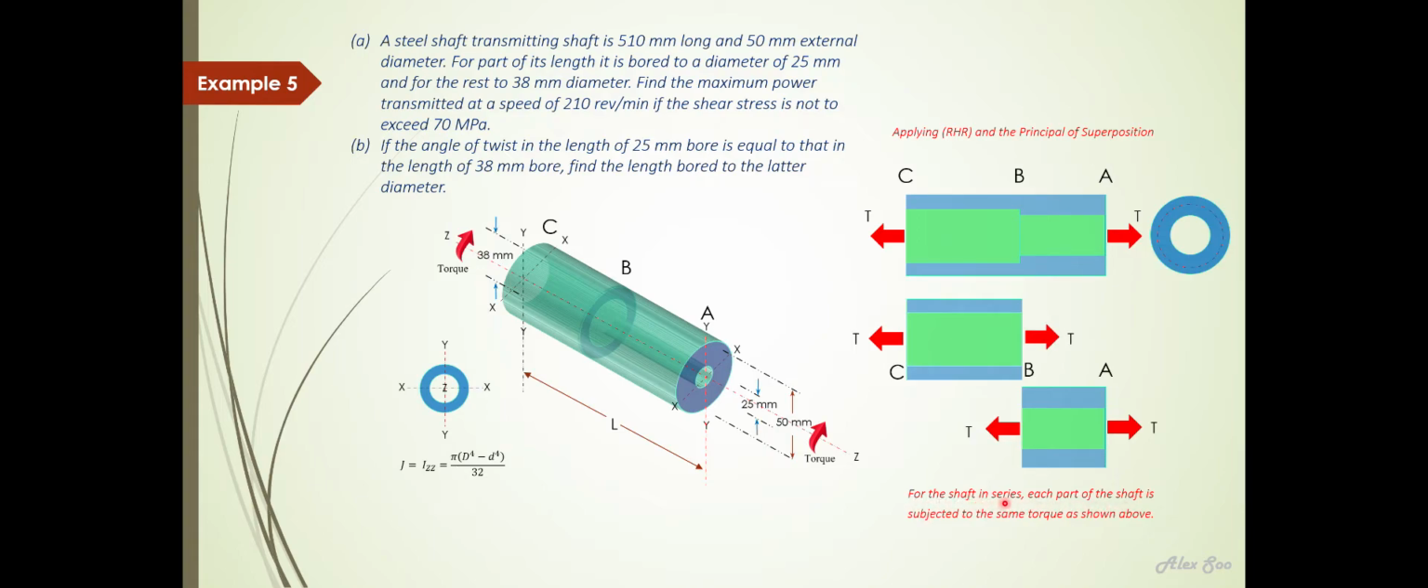Now, I have a statement here. For shafts in series, if it is connected in this form, we usually call it a series bar. Each part of the shaft is subjected to the same torque. So for any series bar or shaft, we usually consider the torque transmitted to be equal, or it can be proven based on the principle of superposition that the torque at each section, AB and BC, would be the same.